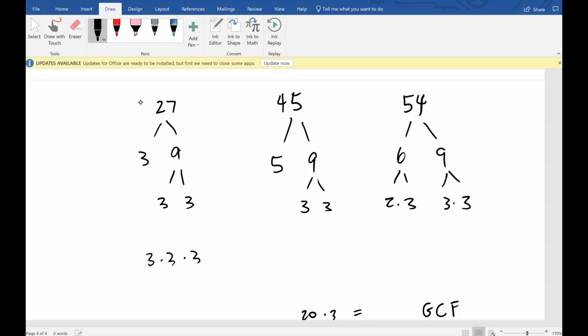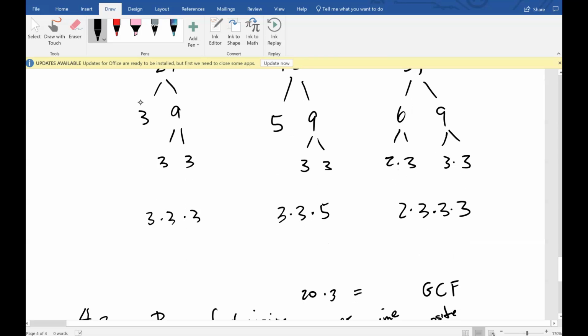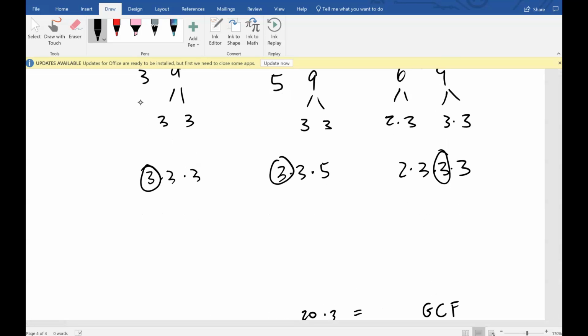27 is 3 times 3 times 3. 45 is 3 times 3 times 5. And 54 is 2 times 3 times 3 times 3. Okay, so circling the numbers that appear in both lists, we have a 3 in both lists. Let's see, we have a 3 here. We can do another 3. There's a 3, there's a 3, and there's a 3.